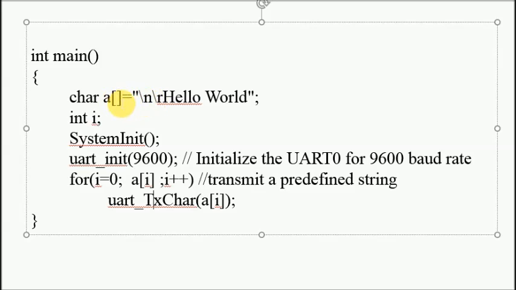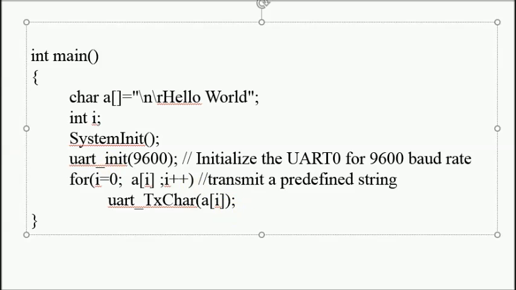At A0 there will be the \n, at A1 there will be \r, at A2 there will be the ASCII character of H, and likewise this character array holds the ASCII characters of hello world. Now one by one the characters should be called. We have started from 0, since the array starts from the 0 location, so A0, A1, A2 up to the last location, and then it will be transmitted.